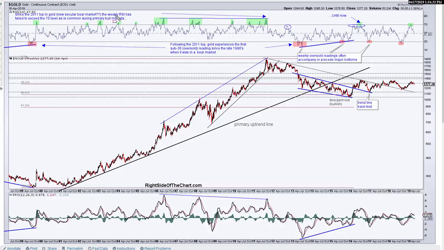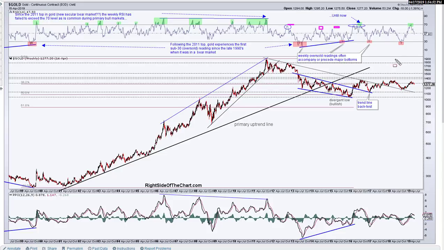The weekly RSI has failed to exceed the 70 level. I wrote that back here. You could see that we were in a bear market, and the RSI was never even getting up to 70 until recently. So we've gotten up there, but we haven't seen these extreme overbought readings because we're not in a strong bull market. We're kind of in a sideways market.